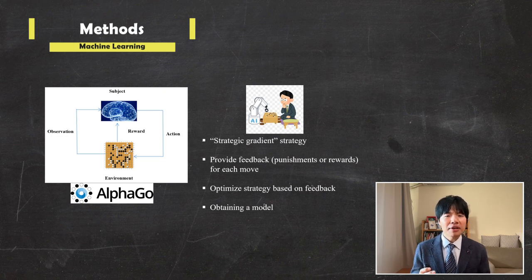As AlphaGo makes each move based on a strategy, the program gives continuous feedback based on the current situation, which can be either a reward or a penalty. AlphaGo adjusts and optimizes its strategy based on this feedback to finally achieve the optimal strategy.